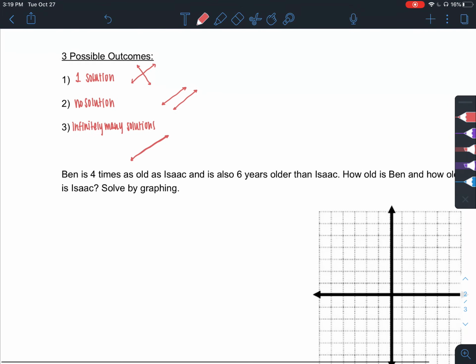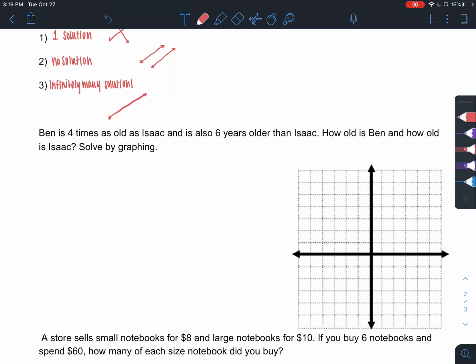Okay, so here's a couple word problems. Let's just do one of them together. So, Ben is 4 times as old as Isaac and is also 6 years older than Isaac. How old is Ben and how old is Isaac? So we need two different equations. Ben is 4 times as old as Isaac, and also Ben is 6 years older than Isaac. So I'm going to call Ben X, and Isaac is going to be Y.